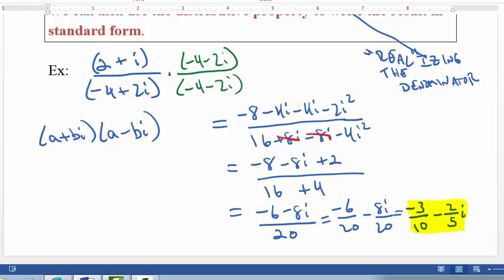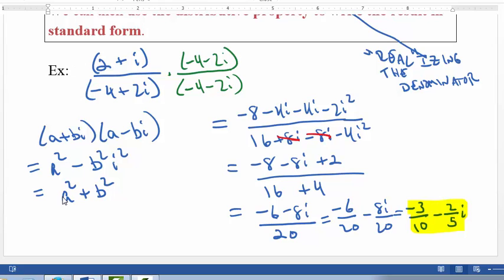Now, rather than have to always go through this process, you can memorize what happens when you multiply a complex number by its conjugate. What's always going to happen when you multiply a plus bi times a minus bi? You're just going to end up with a squared minus b squared i squared, right? Because bi times negative bi is going to be negative b squared i squared. But again, recall what happens when you multiply by i squared, it just changes the sign. So you end up with a squared plus b squared.